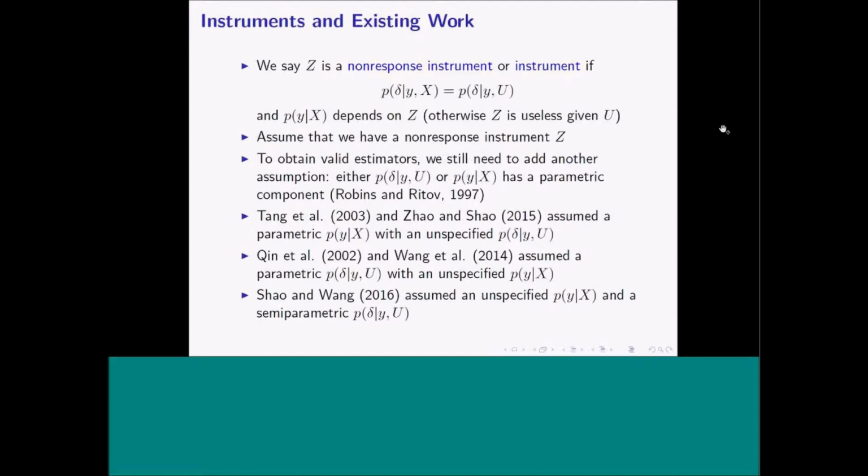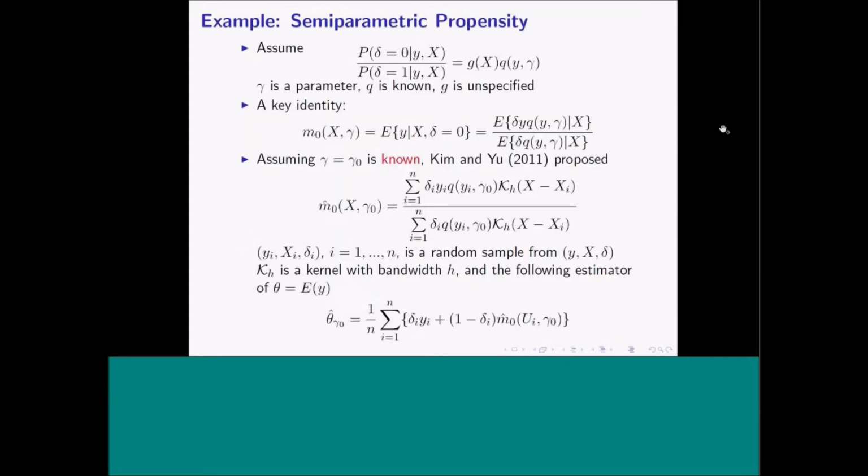And this work can be improved, as in one of my own papers in 2016. We don't need to assume the propensity is entirely parametric, as long as there is a piece in that propensity that is parametric.